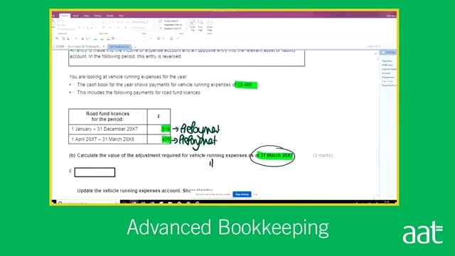So we're going from the 1st of April X6 to the 31st of March X7. So what you're doing is you're looking at these figures here and saying, okay, how many months in the first one relates to the next financial year, and how many months of the second one relates to the next financial year.